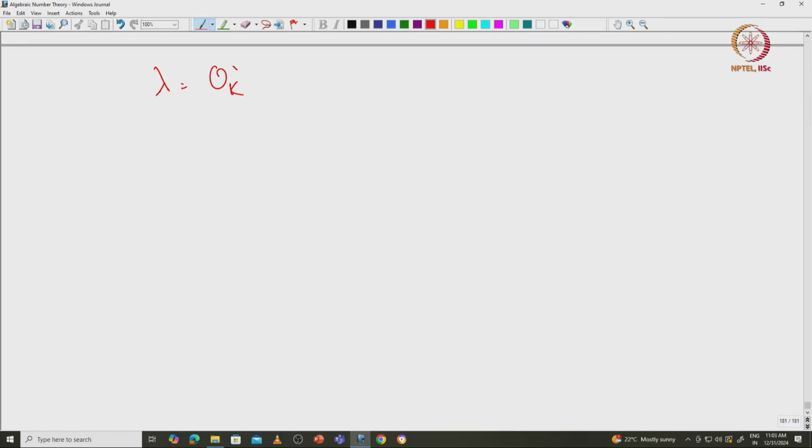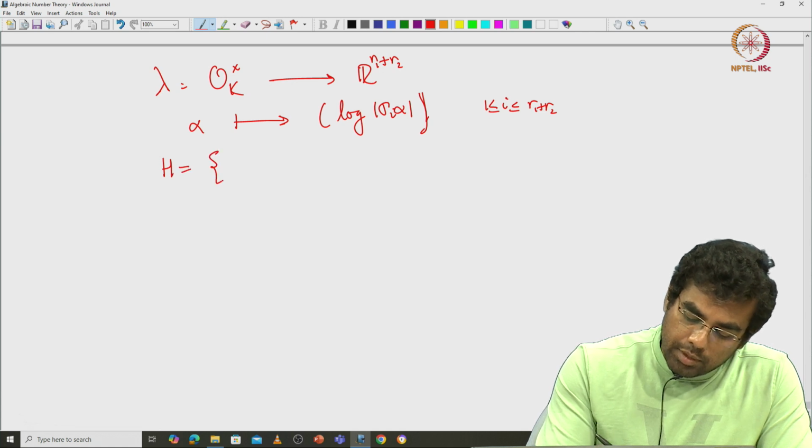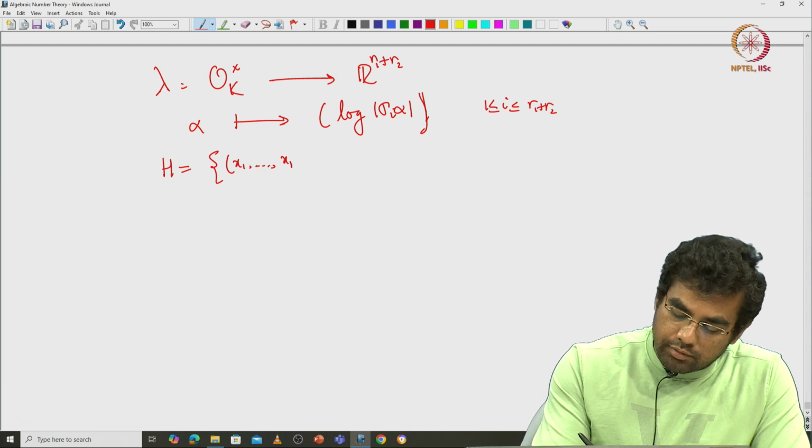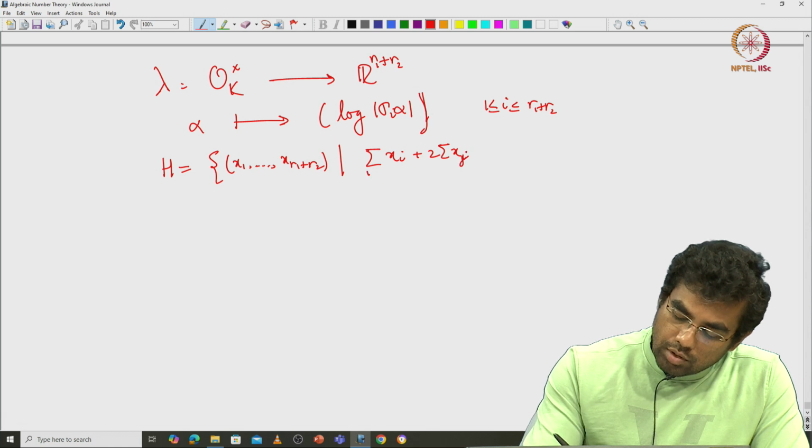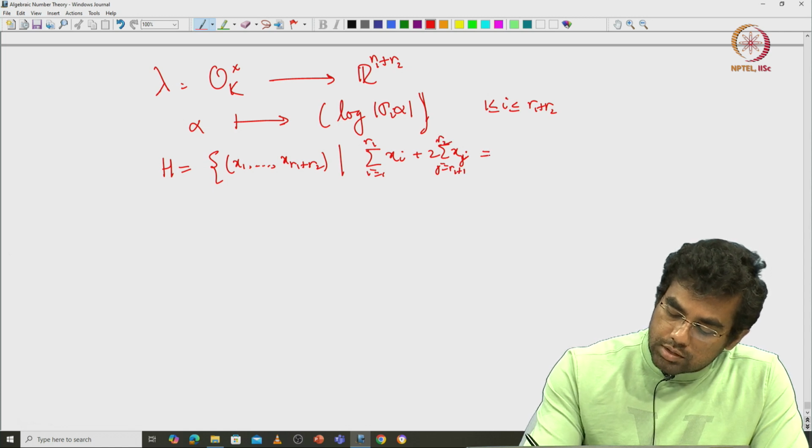And to prove that, we started by defining Dirichlet's regulator map lambda from O_K cross to R to the r1 plus r2, which sends alpha to log of mod of sigma i alpha, where the sigma i's are real as well as complex places of K. And we show that the image of lambda is contained in this particular hyperplane H, which is given by the following linear equation: the summation of x_i plus 2 times the summation of x_j, with i going from 1 to r1 and j going from r1 plus 1 to r1 plus r2, is equal to 0.